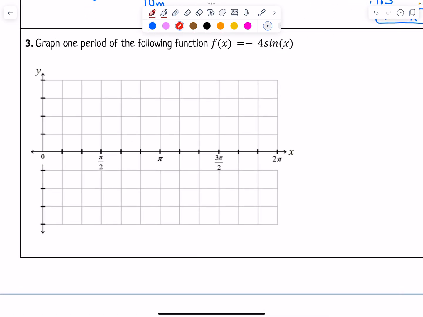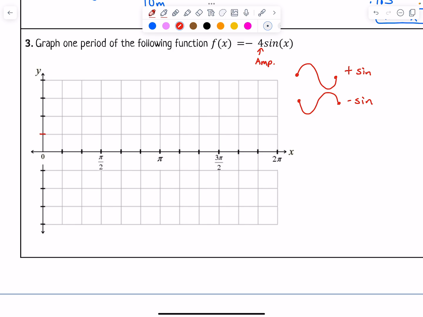So negative 4 is the amplitude. The negative just means it's going to go down instead of up. And then sine always looks like an S. So this S is going to go down as the first step instead of up, because that would be a positive sine if it looked like this one. And this looks like a negative sine. So then I know what I'm aiming for.